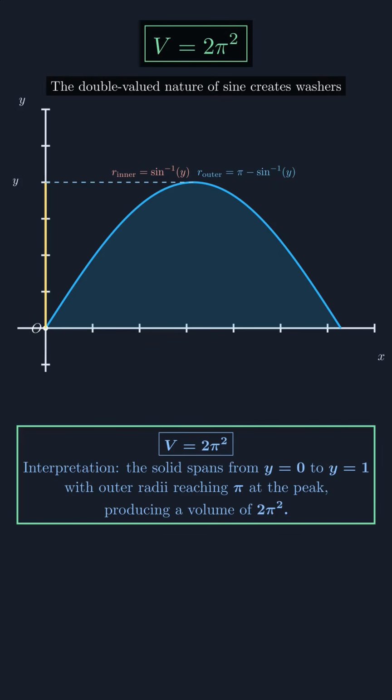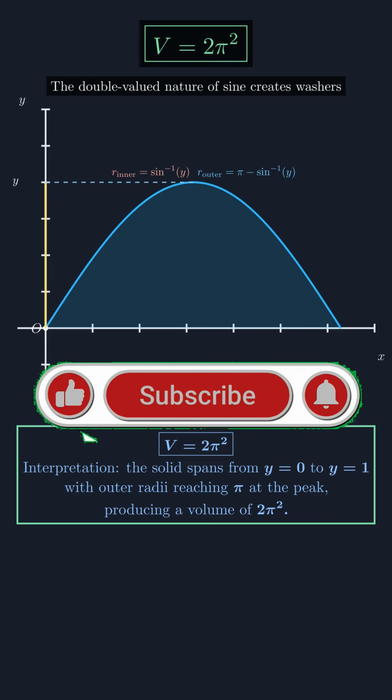This reflects the geometry of the solid. At each height y, the washer extends from a small radius on the left to the maximum radius pi on the right. And the accumulation of these washers from y equals 0 to y equals 1 produces a volume of 2 pi squared.